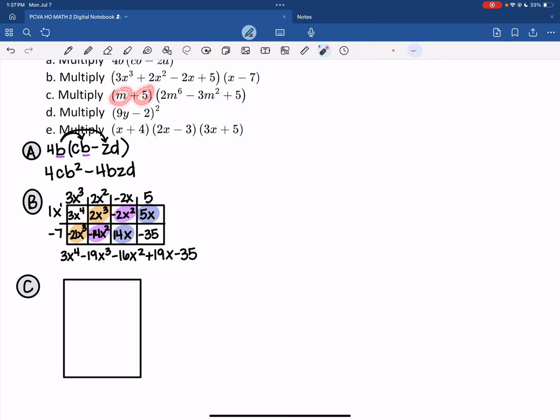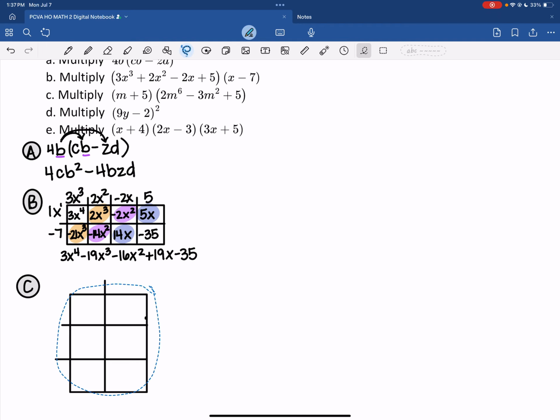So we got 1, 2 here, and then we got 1, 2, 3. So we have 2, and then 1 and 2. They don't have to be perfect, even though I'm probably going to adjust mine just a little bit, as long as you're able to section it off. I'll move this down. Alright, so for the 2 side, we're going to put m and 5. And for the 3 side, we're going to put 2m to the 6, -3m to the 2nd, and then 5.